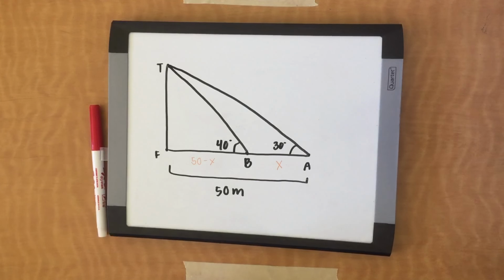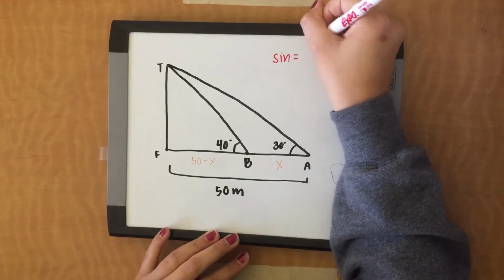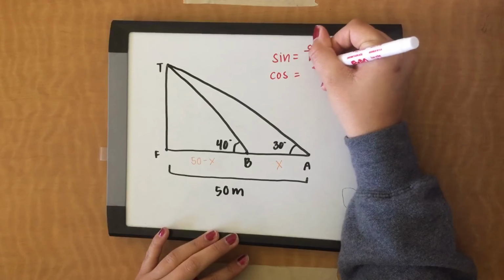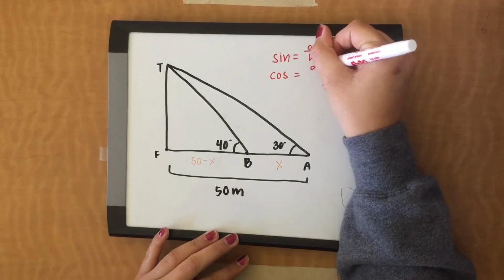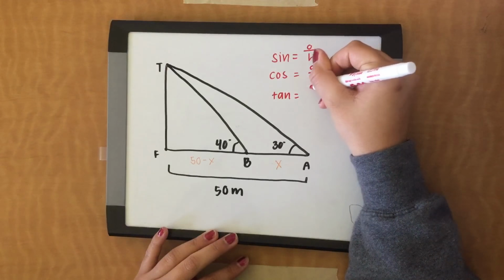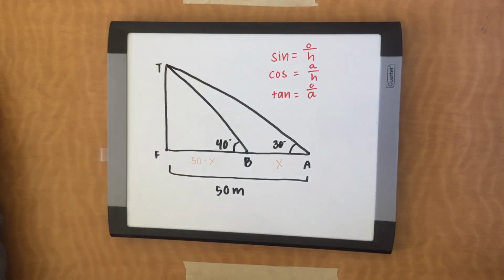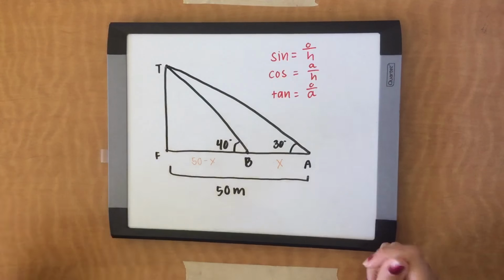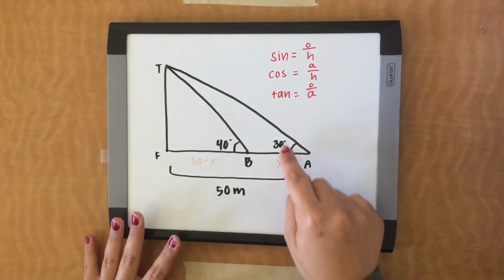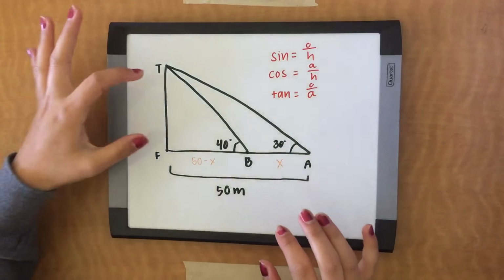And some other things we know: sine is equal to opposite over hypotenuse. Cosine is equal to adjacent over hypotenuse. And tangent is equal to opposite over adjacent. So those are some helpful things that we'll need. So let's get started. The first thing we're going to do is probably find FT, because we know this angle, we know this big line, but we just don't know this one.